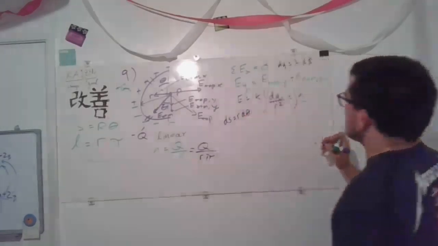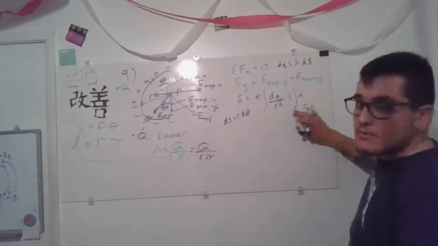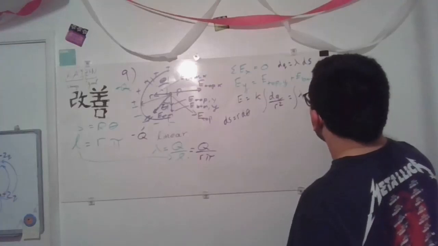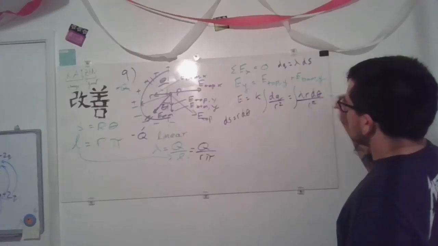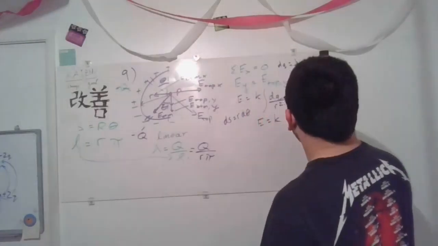And in this case, I'm going to leave lambda for now, okay? I'm going to leave it. The R d theta over R squared. So you're going to have this R cancel out with one of these. E is then K lambda.